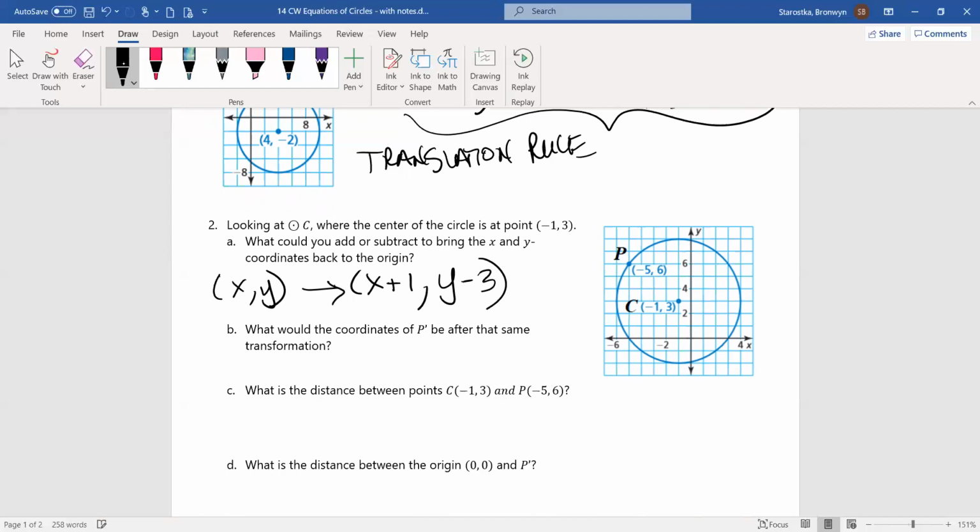What would the coordinates of P prime, remember we prime the image, be after that same transformation? So we've got P, which is at the point -5, 6. We want to move that same distance that we did when we moved the center back to the origin. So we're not moving P to the origin, we're moving the same distance, which means P prime would be -5 plus 1, 6 minus 3, which means P prime would be at the point negative 4, 3. Let's go and find that. 1, 2, 3, 4, 1, 2. So we're talking about moving P prime right here.